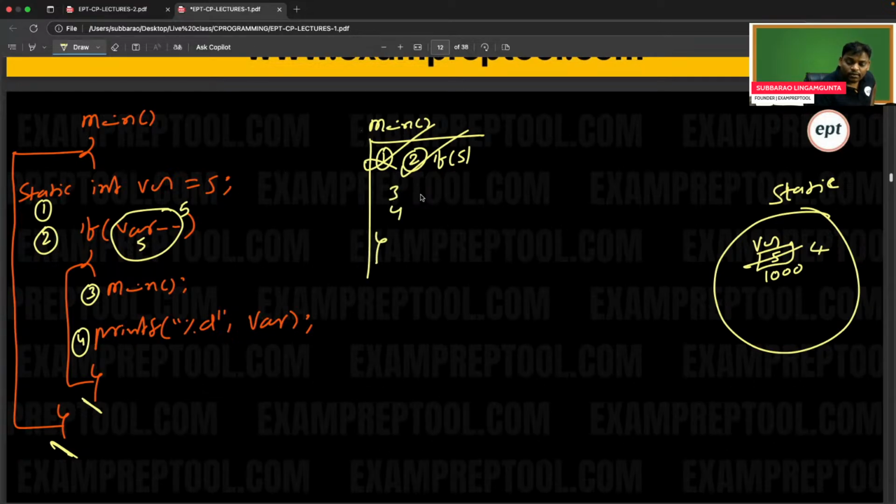What is line 3? Main function called. Again main is called. Main again, first line. Let's see the first line. By seeing static, skip it.